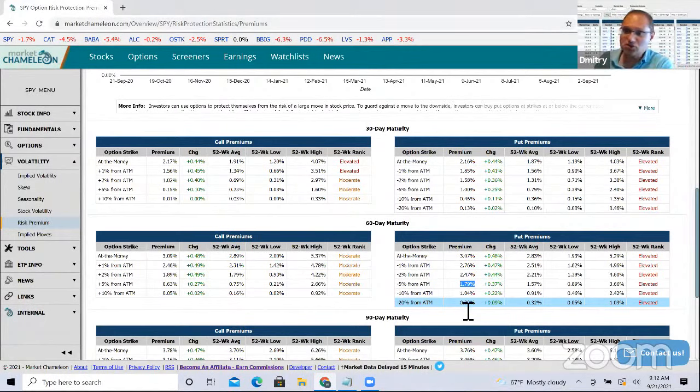That's what this put would cost us to protect us 5% below. That's when it kicks in, if the stock falls 5% or more. And the call is 0.63. In other words, the call 5% above would cost us 63 cents. Okay, so you guys see the difference in the price, right? So one is skewed higher than the other.